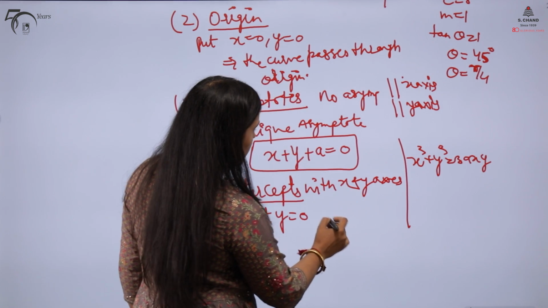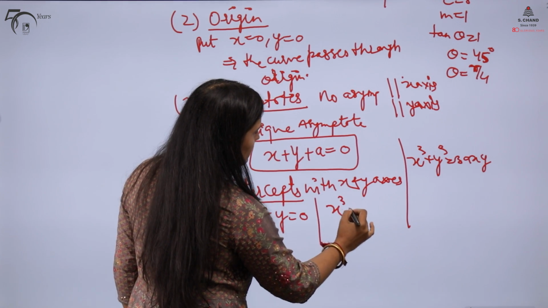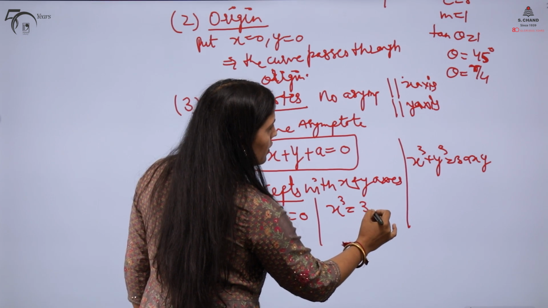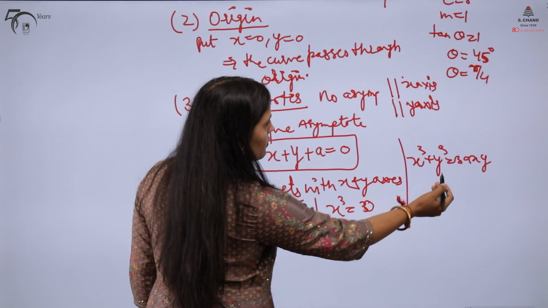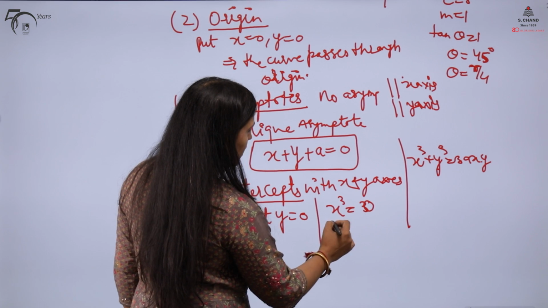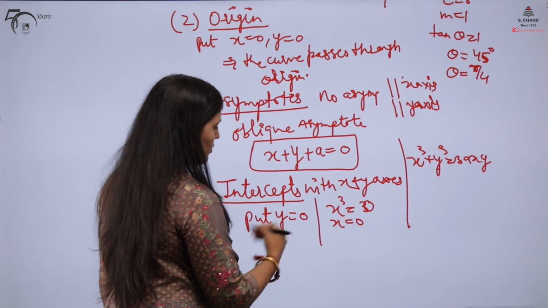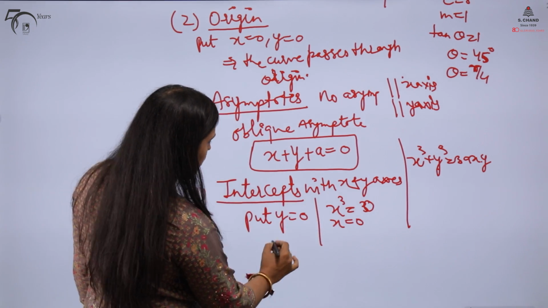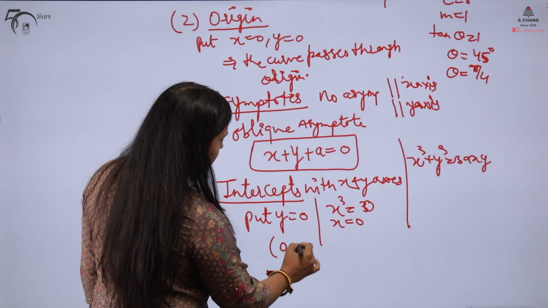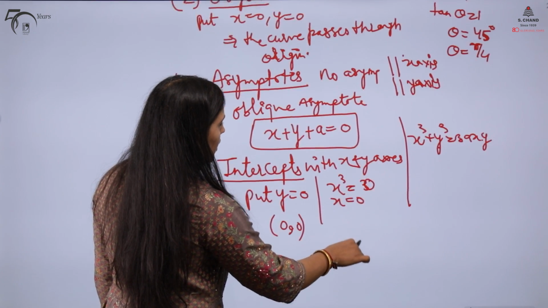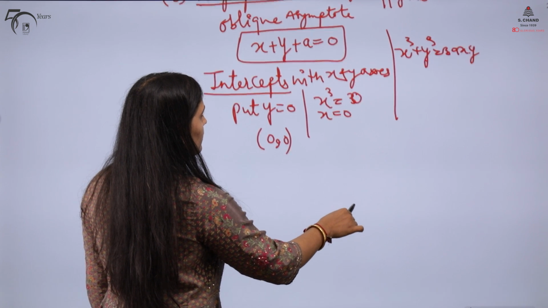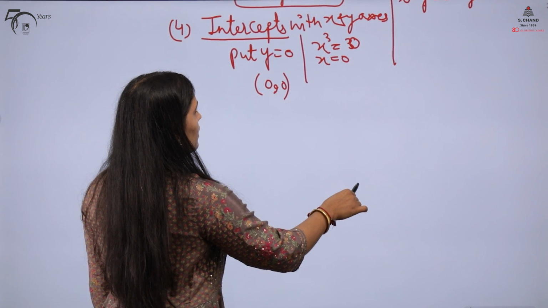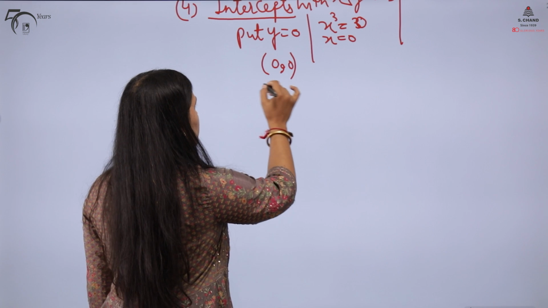Put y equal to 0, what will you get? x cube equal to 0. This is 0, this is 0. So it means x is 0. It means whether you put x 0 or y 0, only the origin you are getting. Only 1 point you are getting, and that is the origin.